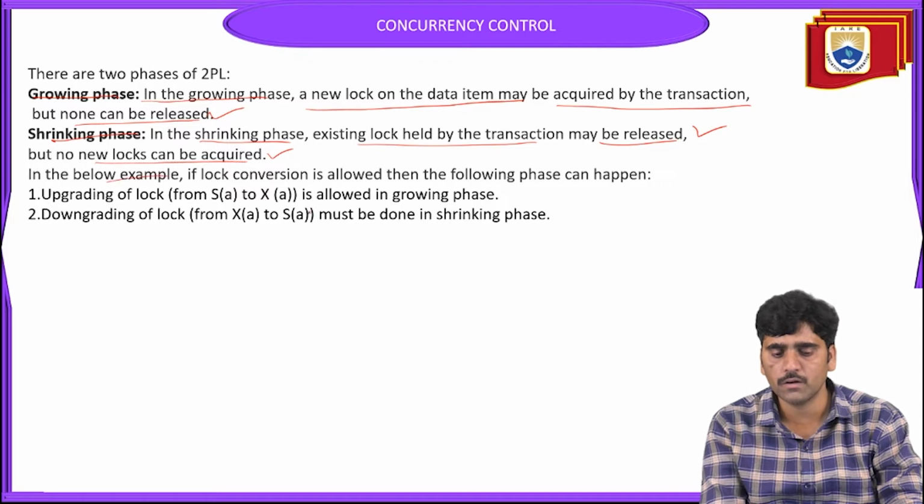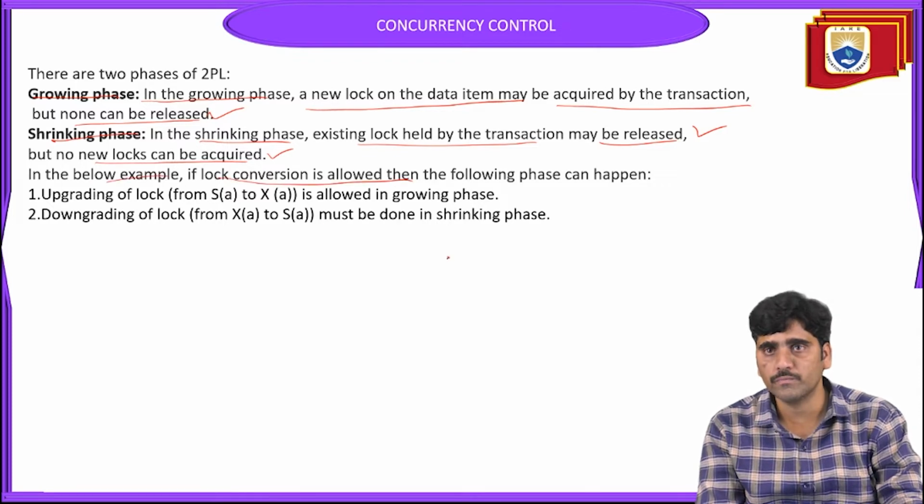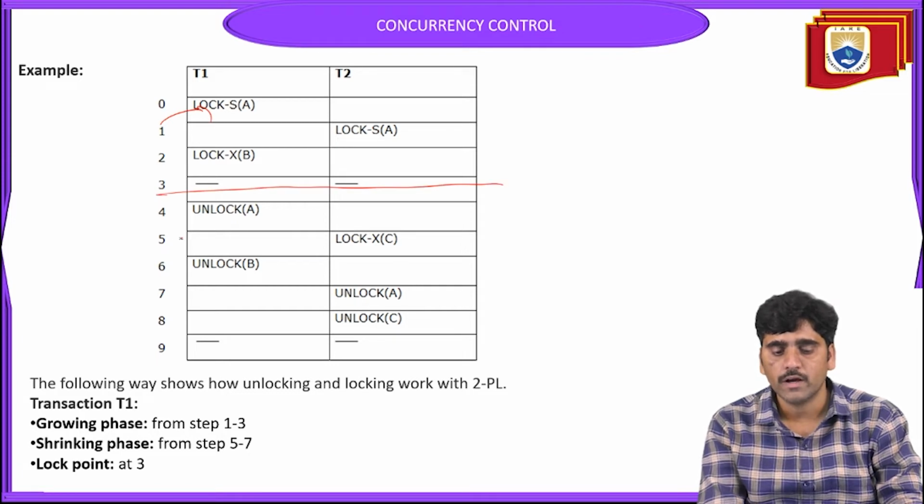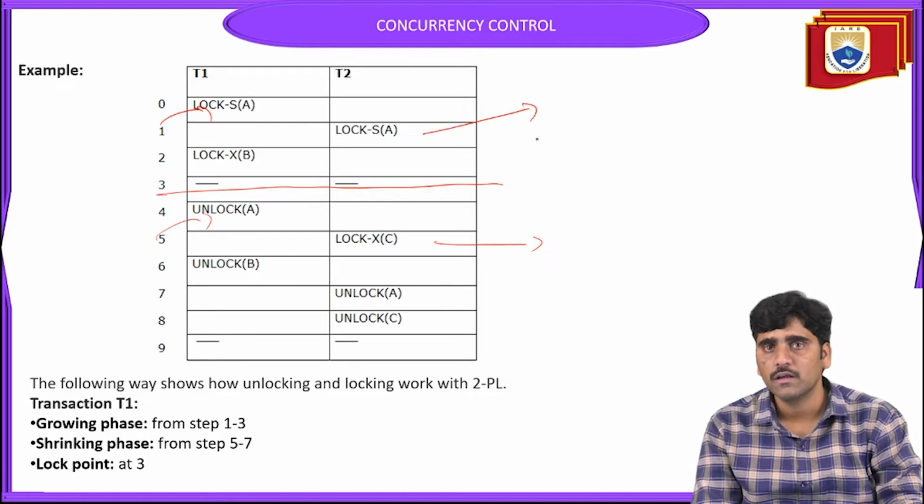So in the example below, if lock conversion is allowed, then the following phases can happen. Upgrading of a lock from S of A to X of A is allowed in the growing phase. In this diagram, you can see here the lock is acquired, and here the lock is released, and here the lock is acquired. This is the growing phase, where locks are acquired. But here, existing locks are released.